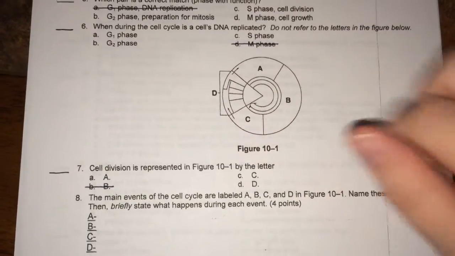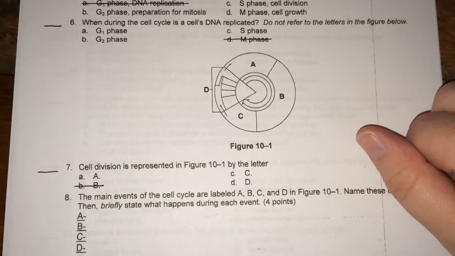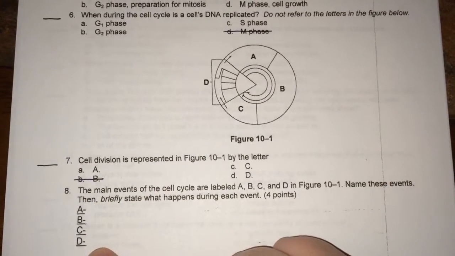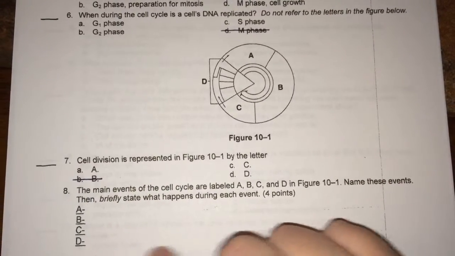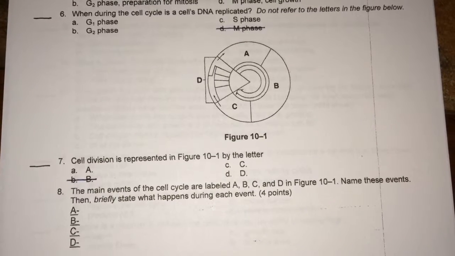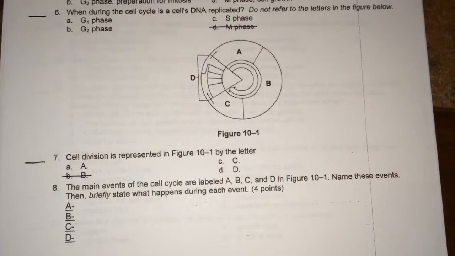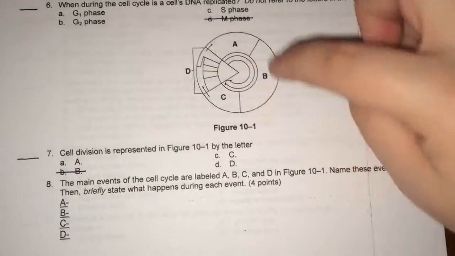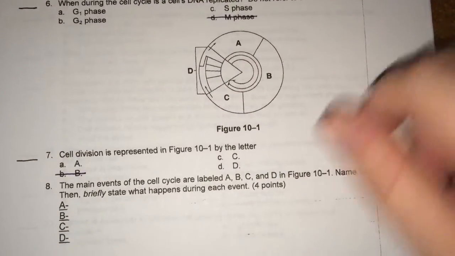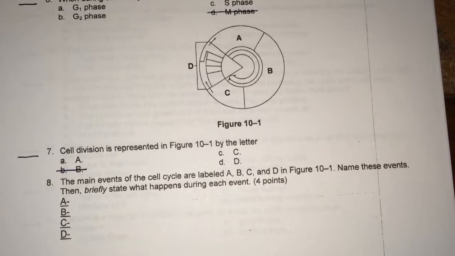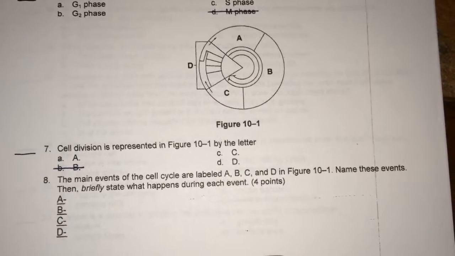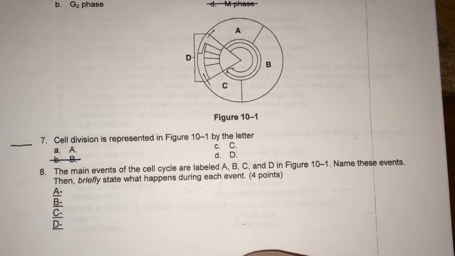G2 phase goes in here somewhere. Write down which letter it goes with, and then tell what happens in the G2 phase. The S phase goes with one of these letters. Write which letter it goes with, and then tell what happens in the S phase.